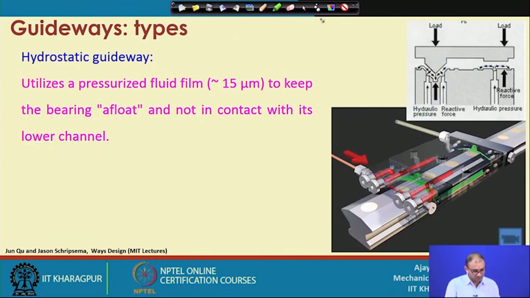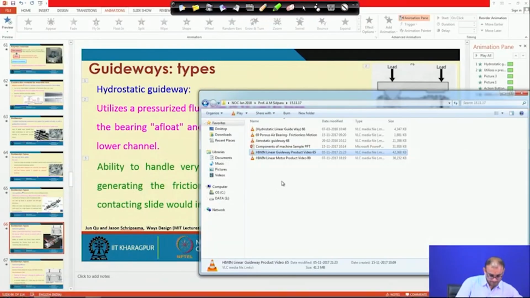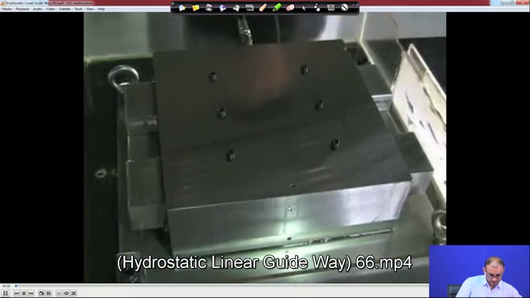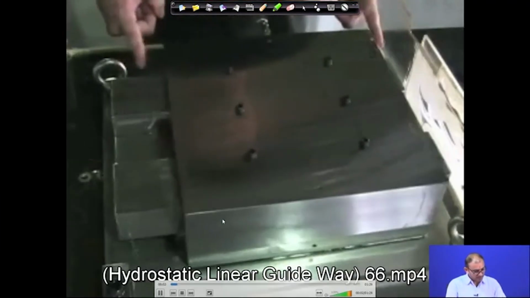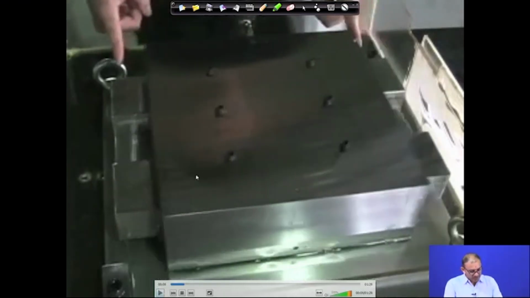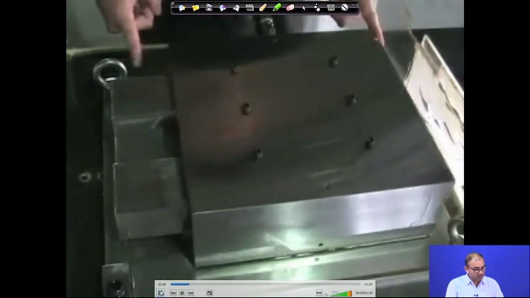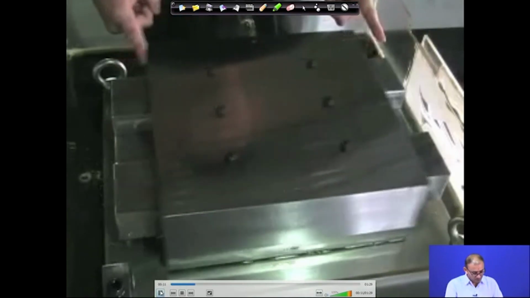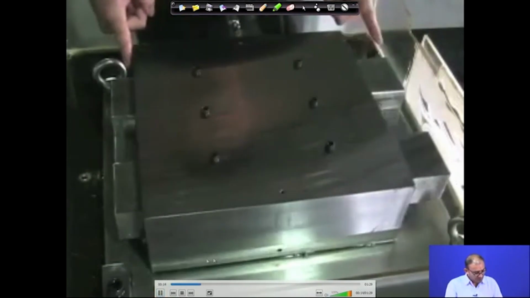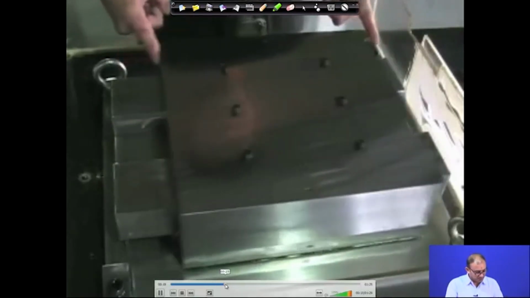So, let me show you this video also. Right, so this is the hydrostatic part. Now, you can see that just by putting one finger you can move this whole thing, though its weight may be 5 to 10 kg. You can move it by finger because there is no physical contact between the two surfaces, and the liquid present here creates a film between them.